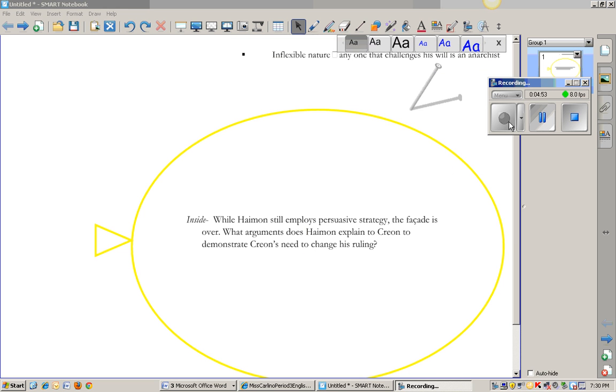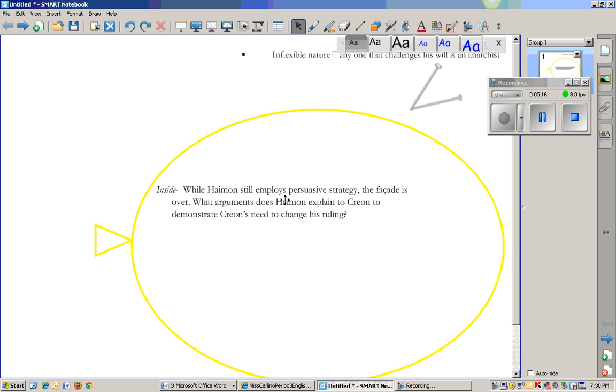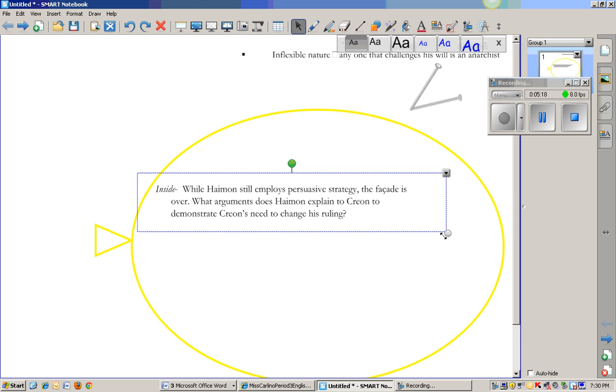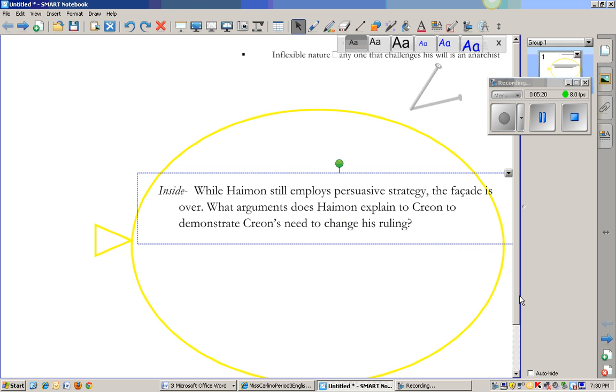So now we see Creon and how he relates to this, but we have to go back to Hymen. We only have the outside of his balloon. The inside, that's where his real thoughts and feelings lie. So for the inside of the balloon, while Hymen still employs persuasive strategy, the facade that he started with is over. What arguments does Hymen explain to Creon to demonstrate Creon's need to change his ruling?